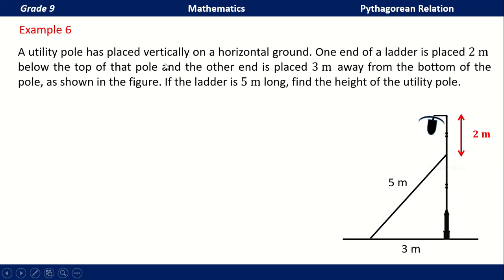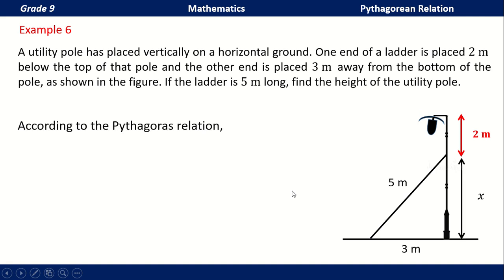In grade 6, you may learn these two words, vertically and horizontally. There are two planes, vertical and horizontal. You know that between two planes, if one is horizontal and the other one is vertical, they are perpendicular to each other. Then it means there will be a right angle here. So now we can see this is a right angle triangle, so I can apply the Pythagorean relation for this.